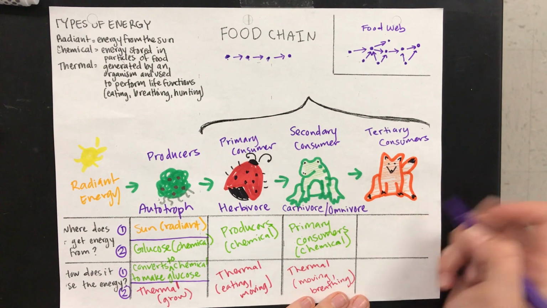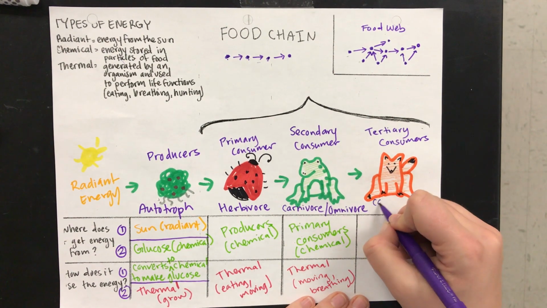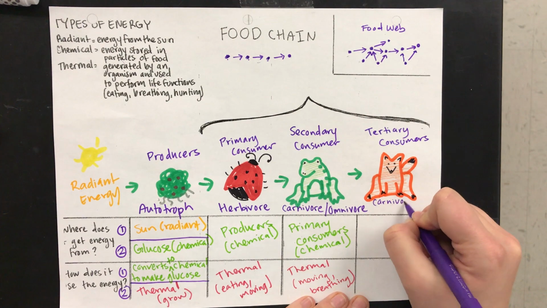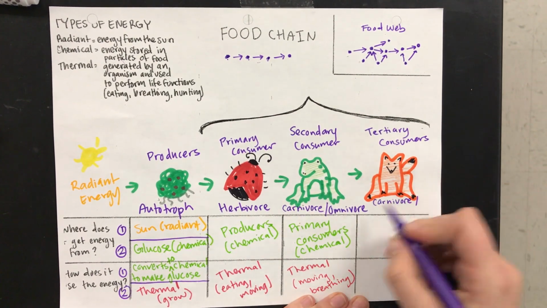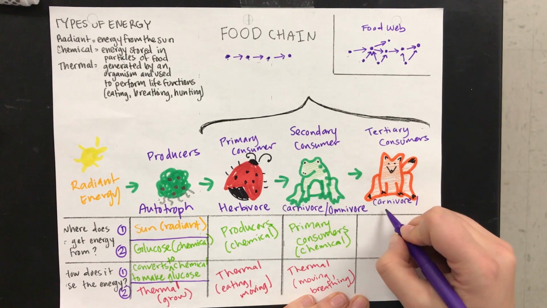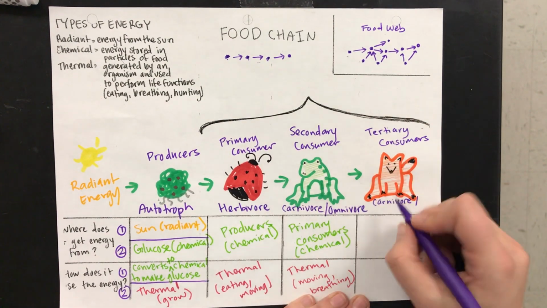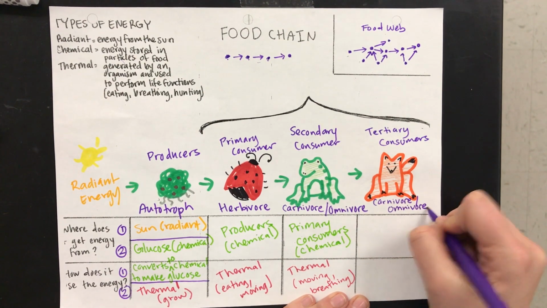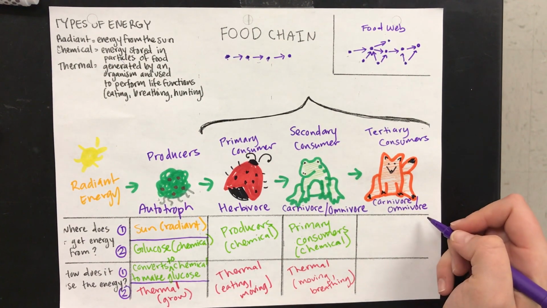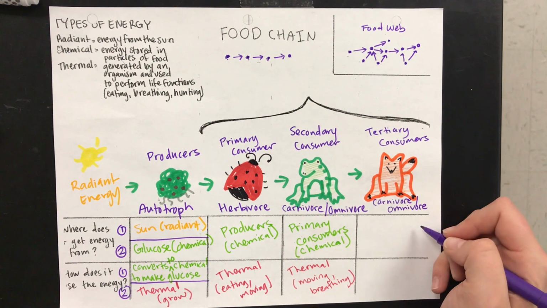We will also consider tertiary consumers either carnivores or omnivores. So if the tertiary consumer only eats consumers, it's a carnivore. If the tertiary consumer eats plants, or eats producers and consumers, then again, it's an omnivore. So again, it just depends on what organism it is. But all the same, we've got our tertiary consumer.